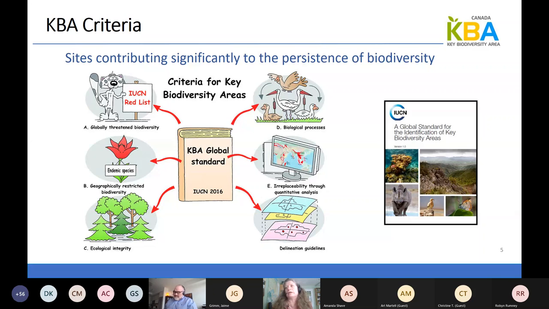So not just looking at it from a hot spot perspective, but also looking at sites that are necessarily much larger, but where you've still got intact species assemblages and ecological processes. There's also a quantitative criterion, and it's in its early stages of development.